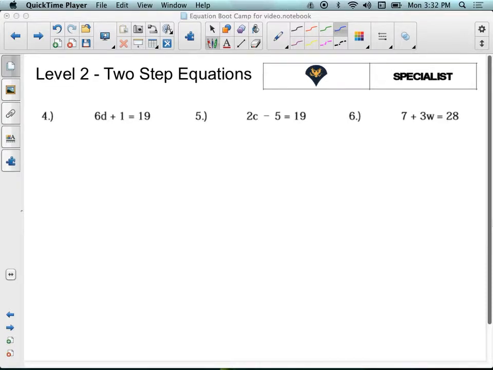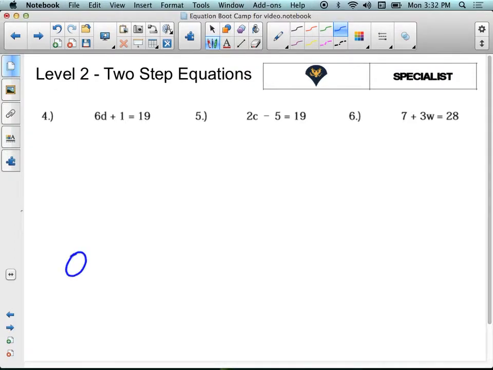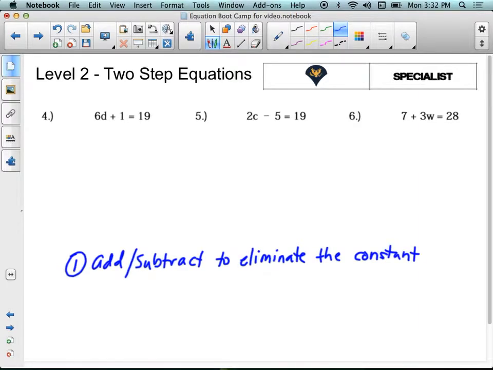First, we identify the constant term and the variable term. The first thing we'll do after we identify the constant term is add or subtract to eliminate the constant term. And remember, the constant term is just the plain old number that's on the same side, not the coefficient of the variable, but the plain old number that's on the same side with the variable term. So the constant term is the plain old number. So we're going to do adding or subtracting first.